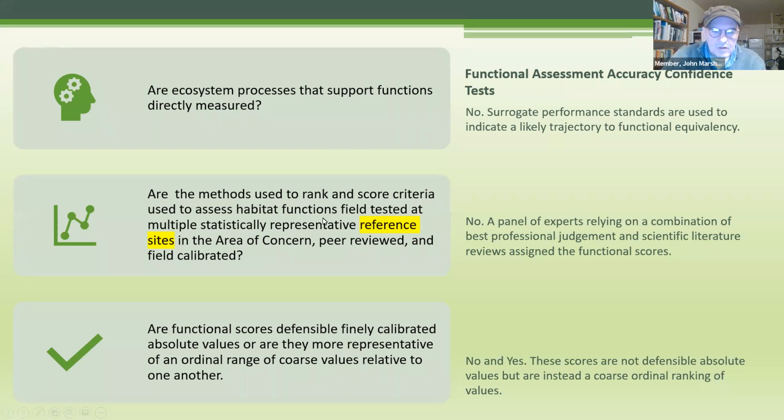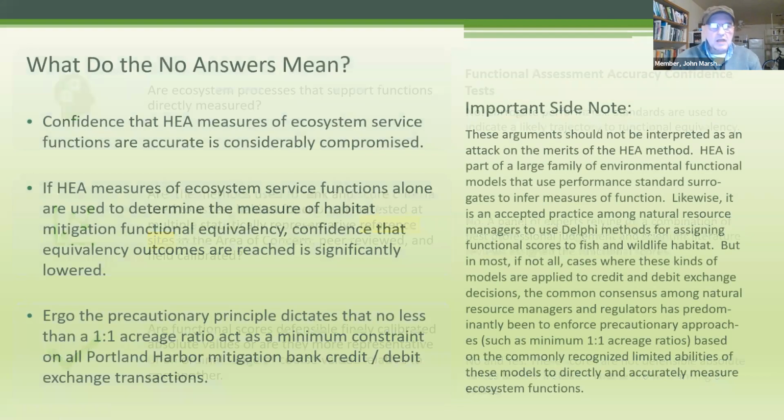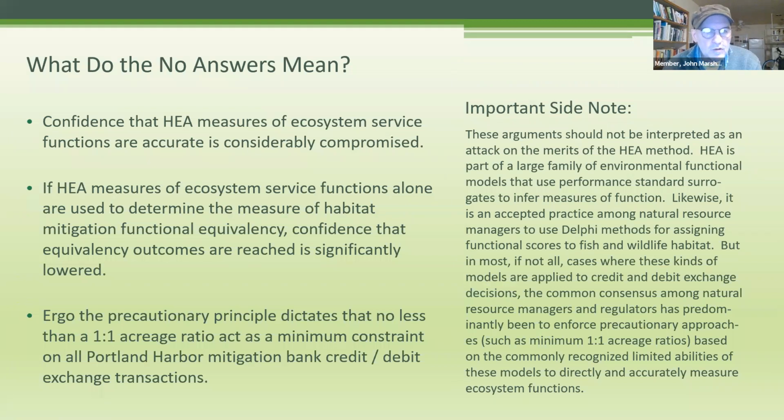And so that gives you some reason to hesitate in terms of the validity of using this as a direct functional assessment in credit-debit trade transactions, when you really don't have specific absolute scores. You actually have more coarse ordinal relationships between scores of high, medium, and low. So in the sense of that being the case, what do those no answers mean?